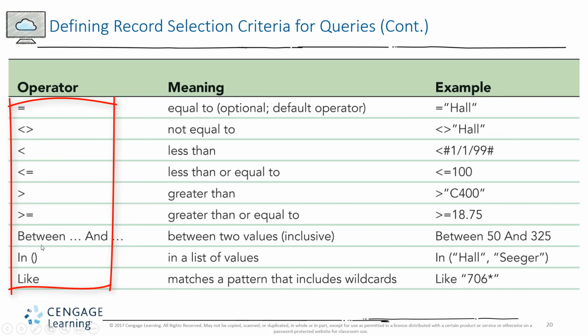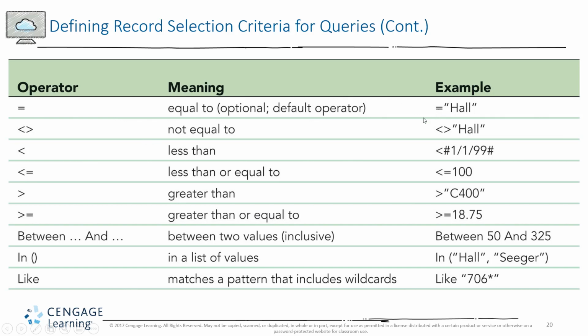And if you're looking for something in between two values, like between 1 and 5, you use between, and then the number, and then the word and, and then the second value or number. Then we have in, and then a left parenthesis, if it's in a list of values. And then like, matches a pattern that includes wildcards. So let's take a look at these.